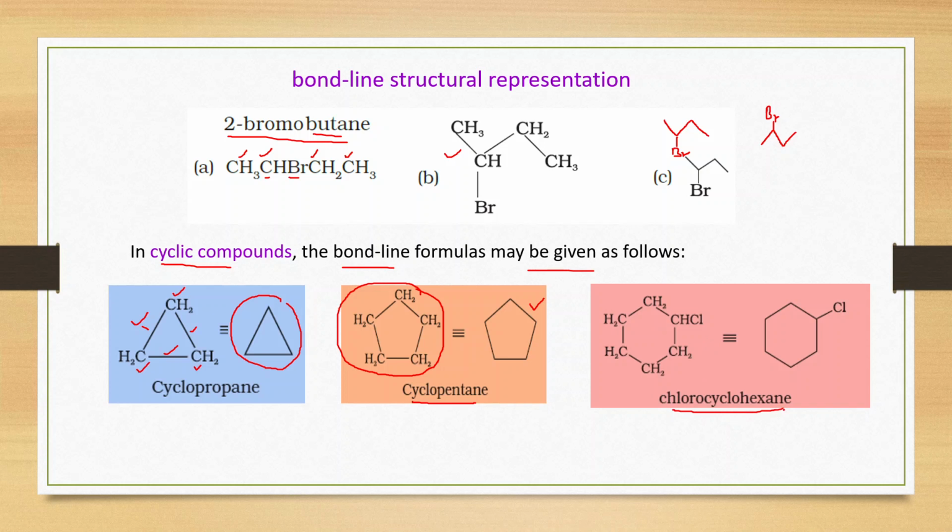Chlorocyclohexane. In the ring, 6 carbon atoms are there. So, if we make this hexagon, then this represents cyclohexane. Clear? And chlorocyclohexane means at any carbon atom, you can add chlorine. See like this. So, this is the bond line structural representation of chlorocyclohexane.